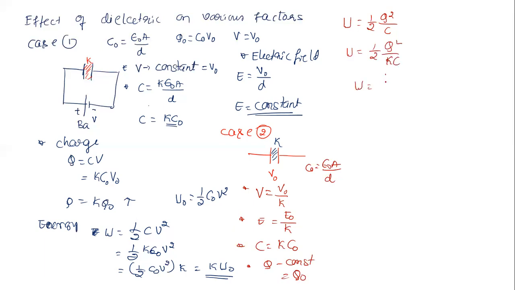So energy becomes U naught by K, where U naught is given by Q square by 2 C naught. That is going to happen. Okay, this is initially and this is finally. Energy also decreases by how many times? K times. So this is the effect.